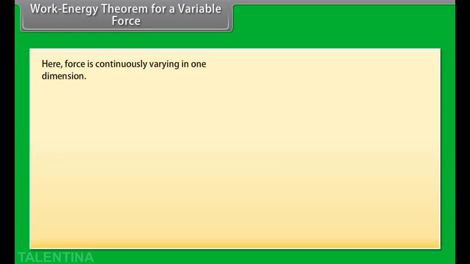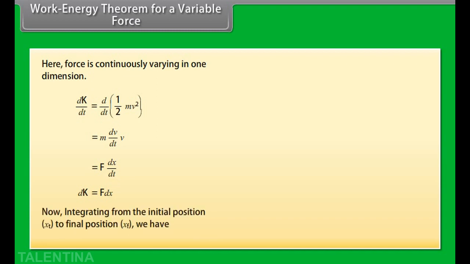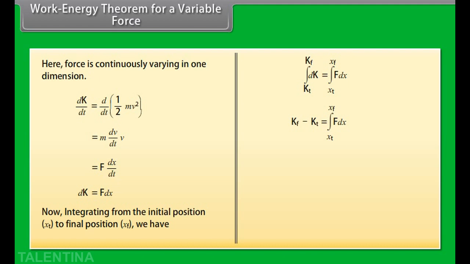Work energy theorem for a variable force. Here, force is continuously varying in one dimension. By calculating dK by dt equal to d by dt of half mv square, we get dK by dt is equal to F into dx by dt, which gives dK is equal to F dx. Now, integrating from the initial position xi to final position xf, we have Kf minus Ki equals work. Hence, the work-energy theorem is proved for a variable force.